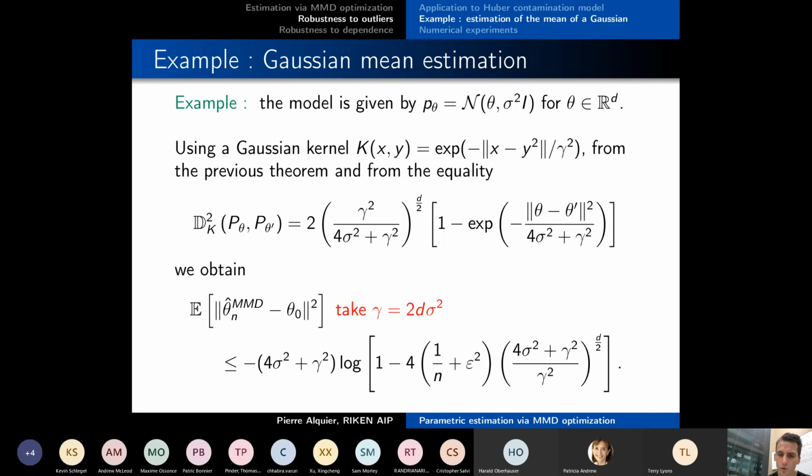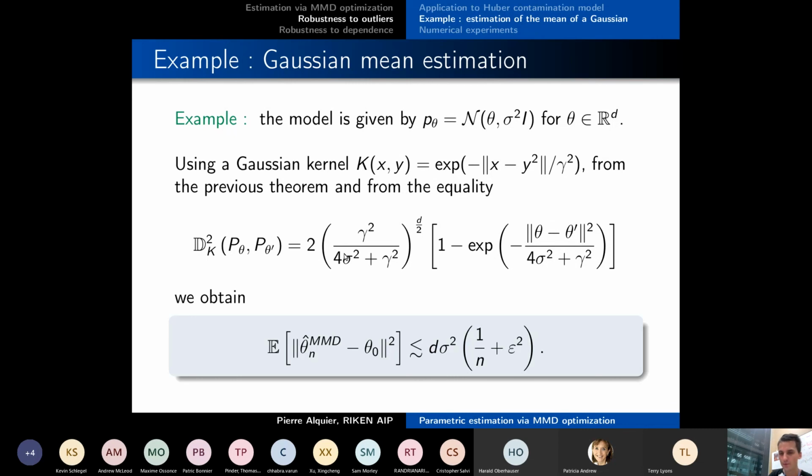If you take gamma equal to 2d sigma squared, then you obtain the following result: the expectation of the squared distance between the estimator and the truth is upper bounded by d sigma squared over n plus d sigma squared times epsilon squared.